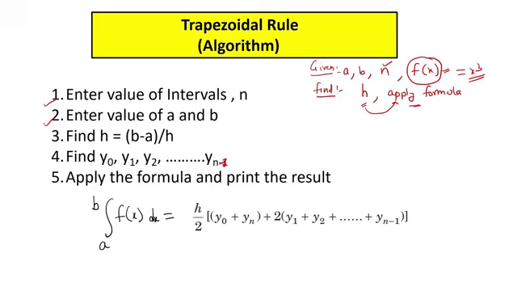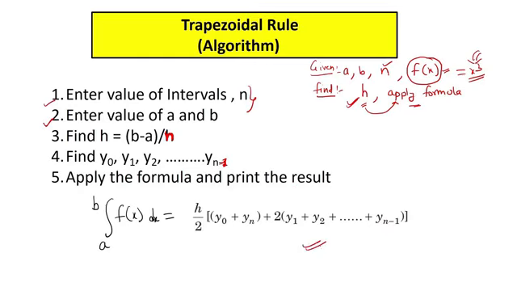Okay, so we are not asking for this function from the user. That's why I have not taken this function as input from the user. After getting all these values from the user, we have to find the value of h using this formula, b minus a over n. Next, we have to find the values of y0 to yn. After that, we apply the formula and print the result.